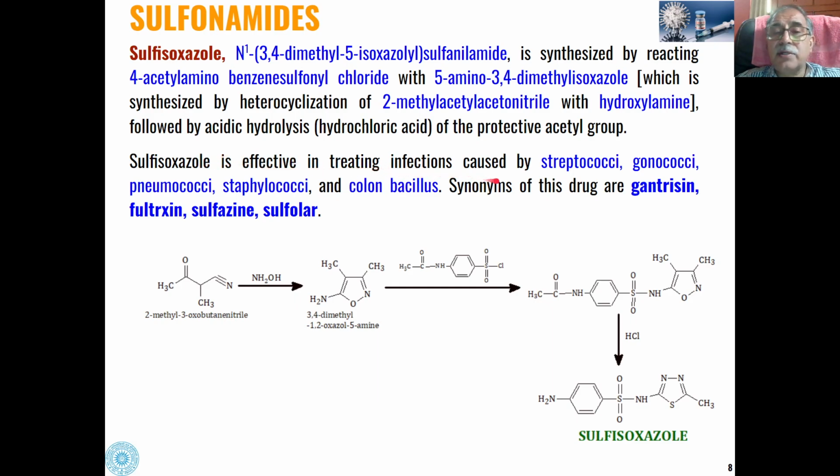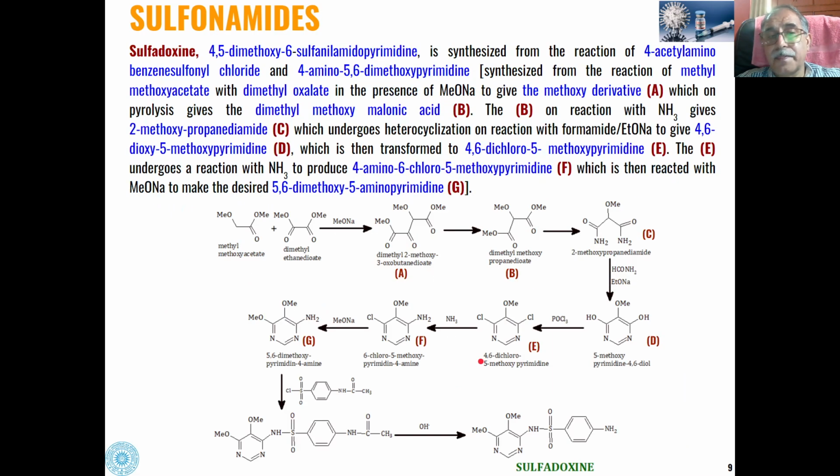Again, this drug is effective in the treatment of infections caused by streptococci, gonococci, pneumococci, staphylococci, and colon bacillus. And the other names of this drug are gantrisin, fultrexin, sulfazine, and sulfalol. The next is sulfadoxine. Sulfadoxine is a sulfonamide drug synthesized from these types of pyrimidine derivatives.